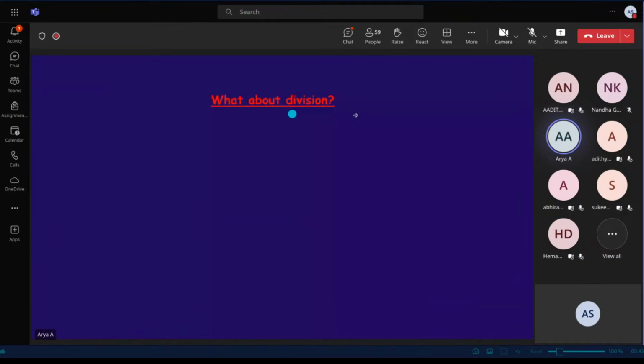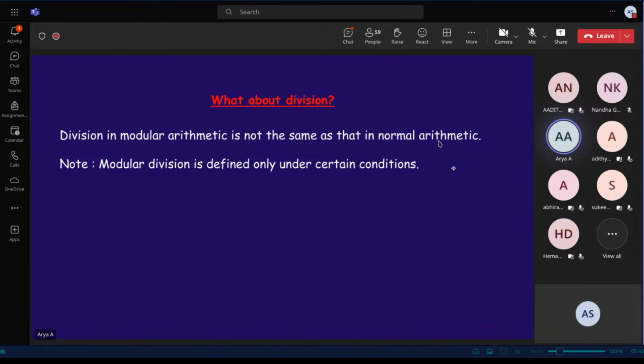So what about division? The division is something that we did not look into in that particular list. We had addition, subtraction, multiplication, exponentiation. Oh, what about division? So let's see what it is. Okay. Division in modular arithmetic is not the same as in normal arithmetic. So it's not exactly the same. And also one important thing is that modular division is defined only under certain conditions. You can't perform this every time. So let us worry about these conditions later.